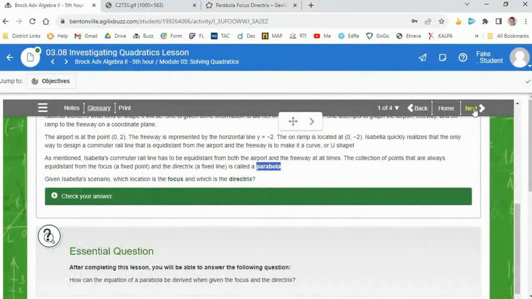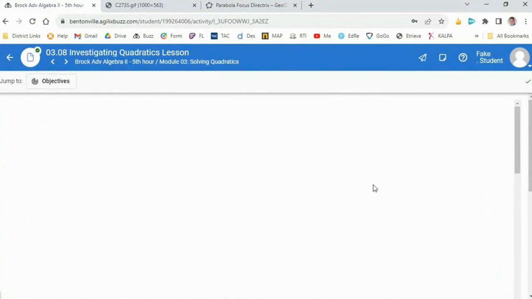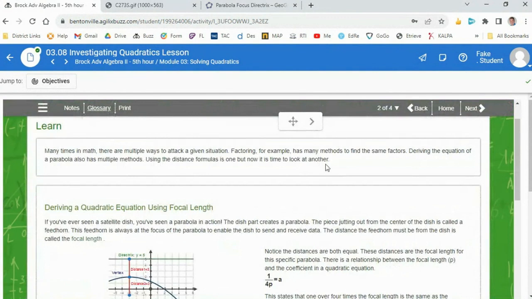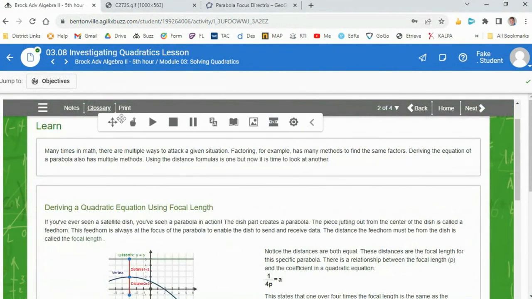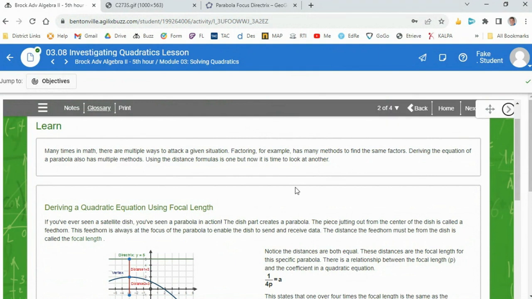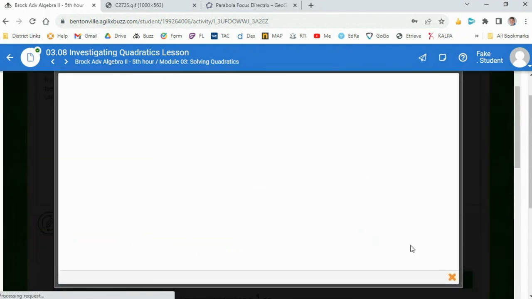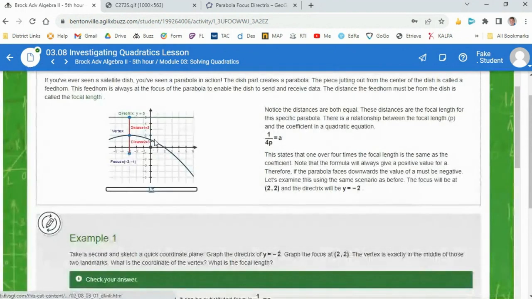Let's go back to our lesson. Go to page 2 here. There's a way to do it. This talks about the directrix and focus. Now notice on this one, the focus is on the bottom. So this is an upside down parabola. Remember, the focus is always inside the parabola. And that distance is always the same between them.